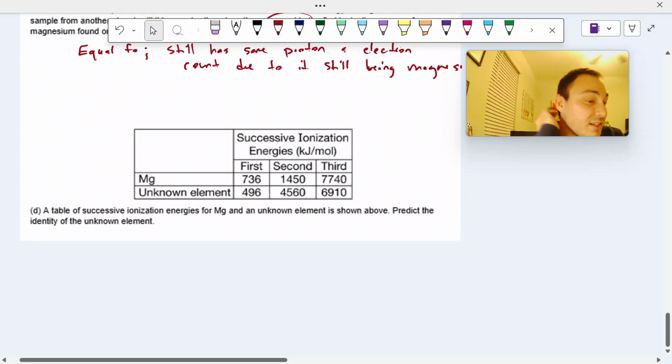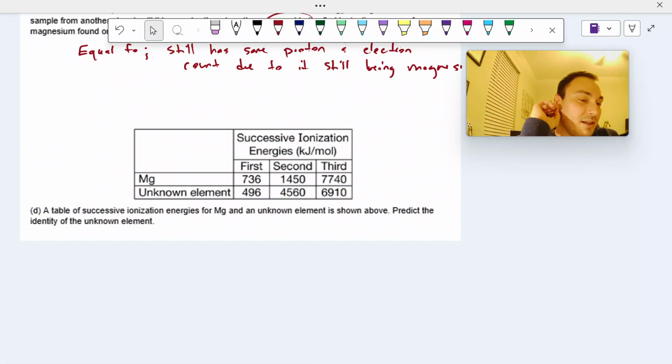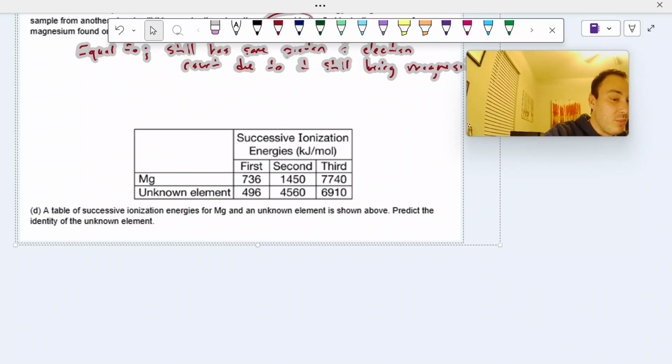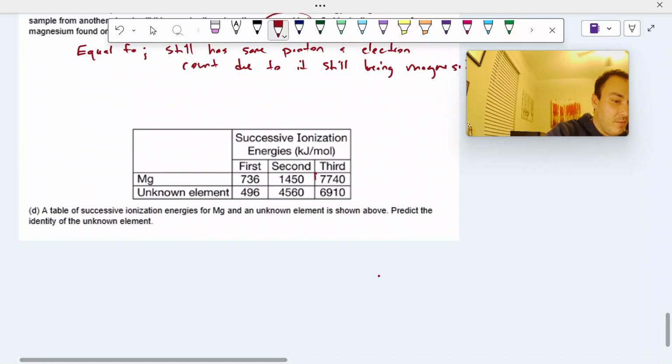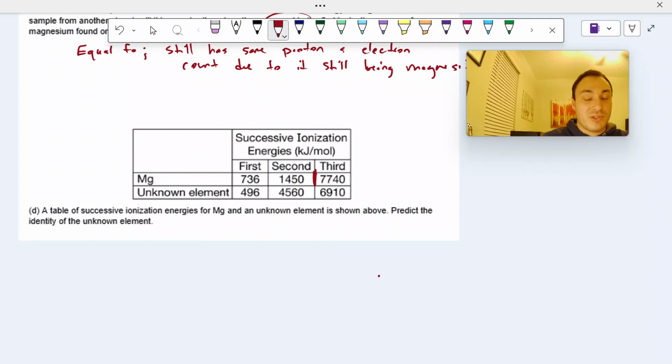D, a table of successive ionization energies for magnesium and an unknown element is shown above. Predict the identity of the unknown element. Whenever you're given a list of successive ionization energies, the question you should ask yourself is, where does the big jump occur? For magnesium, it occurs between the second and the third. That's because magnesium has 2 valence electrons. So we can remove 2 relatively easily, but once we remove the third, we're removing from the core.